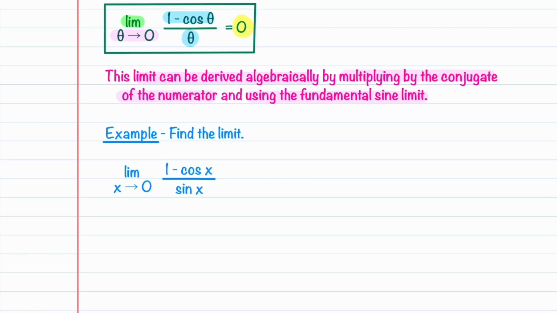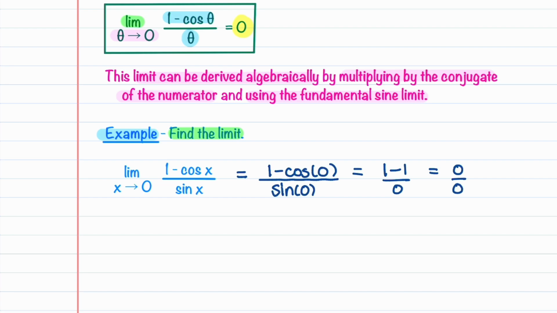What we're going to do now is walk through an example where we find a given limit. The limit that we are going to evaluate is the limit of 1 minus cosine x divided by sine x as x goes to 0. Let's begin evaluating this limit by just substituting in that x is equal to 0. So we have 1 minus cosine of 0 all divided by sine of 0. Cosine of 0 is 1, so we have 1 minus 1 over 0, which gives us the indeterminate form 0 divided by 0.